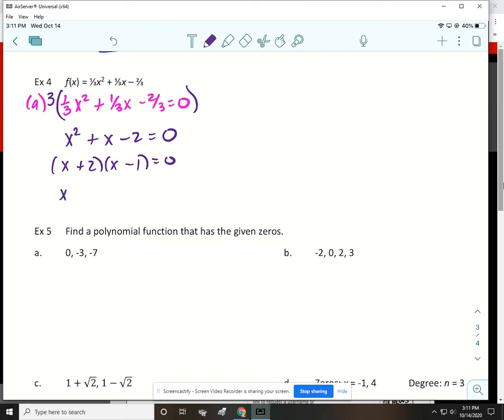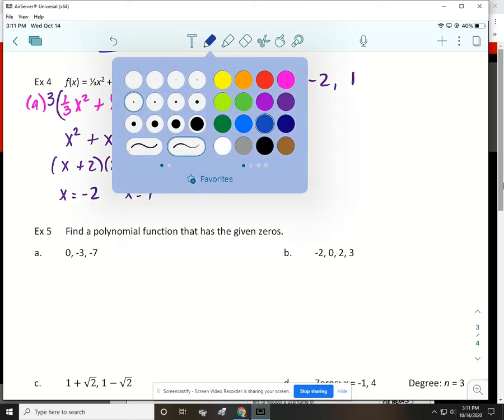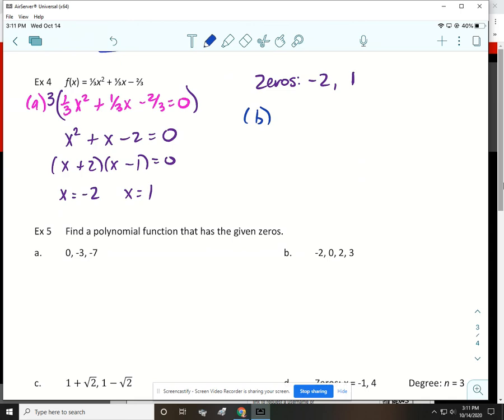All right, so if my factor is x plus 2, my zero is negative 2. If my factor is x minus 1, my zero is 1. So we have 2 zeros, negative 2 and 1. All right. Did either of those come from a repeated factor? So look at their factors. Did they occur more than one time? Did that factor have a power on it? They don't. So they both have a multiplicity of 1.